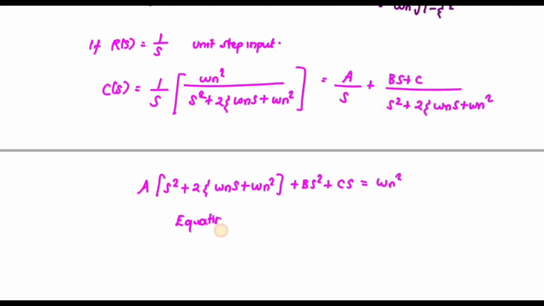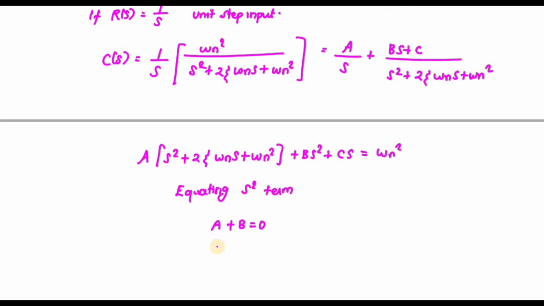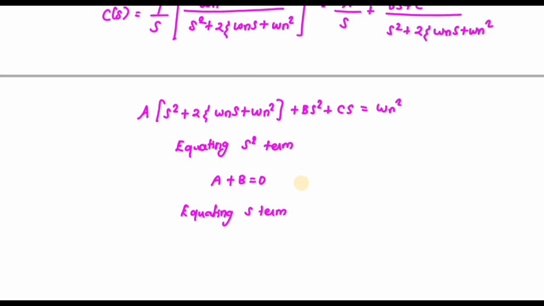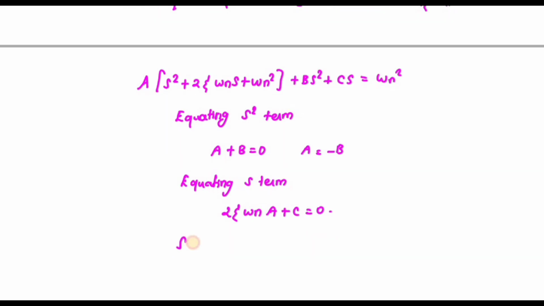Now I am going to equate the s² term. I can multiply A with s², so A + B = 0. Next I am going to equate the s term. Before that I can write A = -B. So 2ζωn A + C = 0.